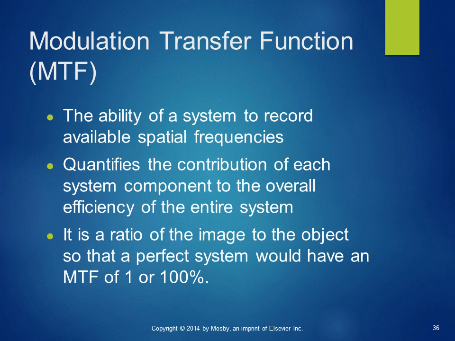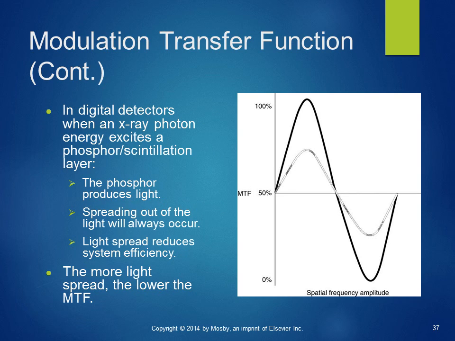MTF, or Modulation Transfer Function, the ability of a system to record available spatial frequencies, quantifies the contribution of each system component to the overall efficiency of the entire system. It is a ratio of the image to the object, so that a perfect system would have an MTF of 1, or 100%. In digital detectors, when X-ray photon energy excites a phosphor or scintillator layer, the phosphor produces light. Spreading out of the light will always occur. Light spread reduces system efficiency. The more light spread, the lower the MTF.